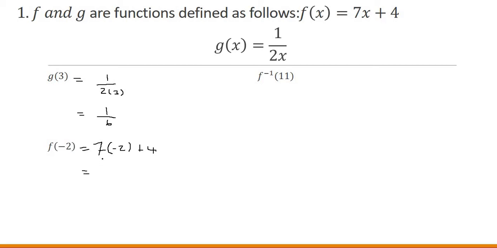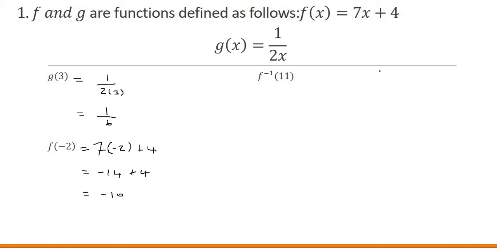So 7 times negative 2, that's going to give us negative 14 plus 4, and negative 14 plus 4, that is going to give us a negative 10. And we're finished. Now to part C, we're asked to find f inverse of 11. But before we can find f inverse of 11, we need to find f inverse of x. So let's go ahead and find that.